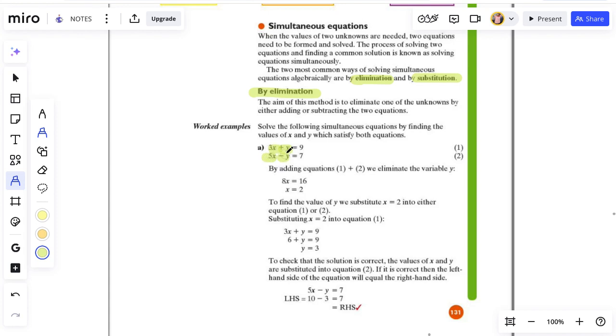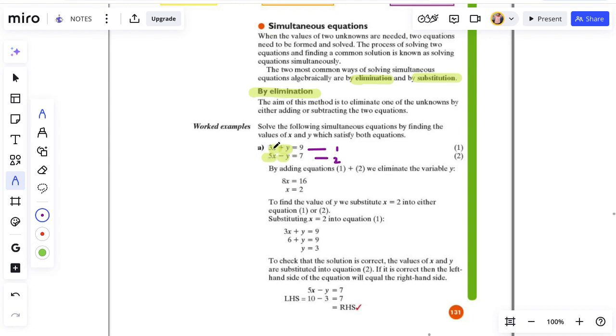For this type of equation, 3x plus y equals 9, 5x minus y equals 7, it's very easy to eliminate one variable. You can see x and y are already there, like single units. There's plus and minus. Anytime we have plus and minus, what do we do? We add. This is equation 1 and this is equation 2. We add equation 1 and 2.